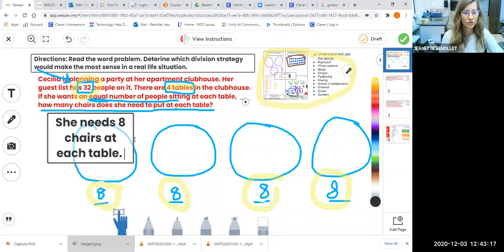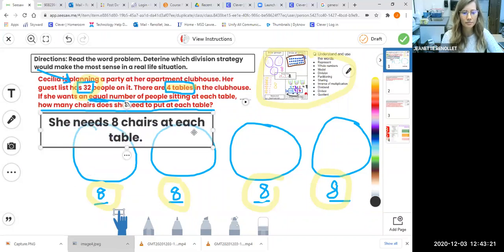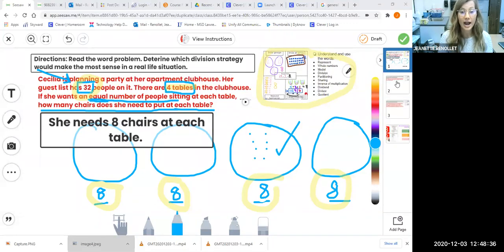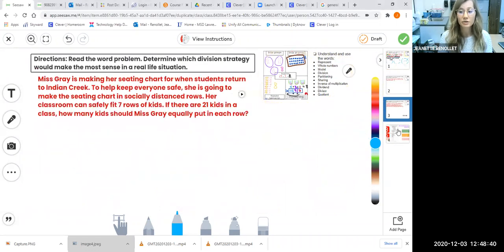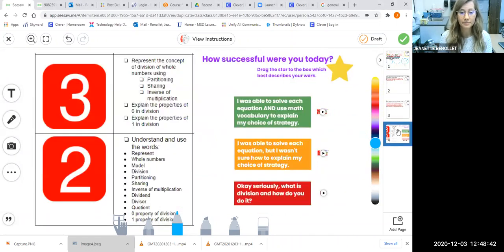Just like Mrs. Sousa taught us, we need to answer the question after we show our work. You may do that now. Your job is to complete slides 2 and 3 and reflect on your learning. Then you will turn it in, please and thank you.